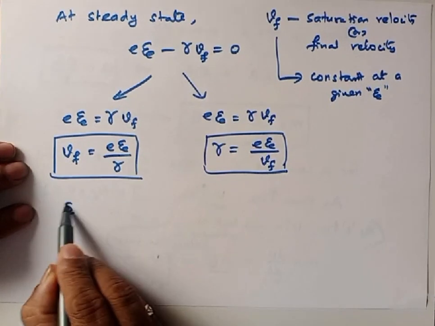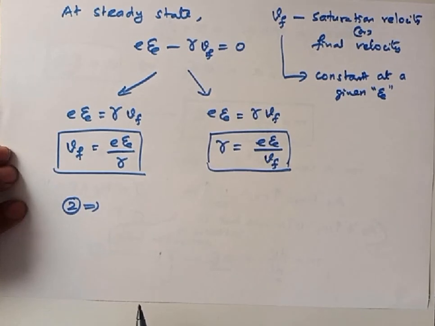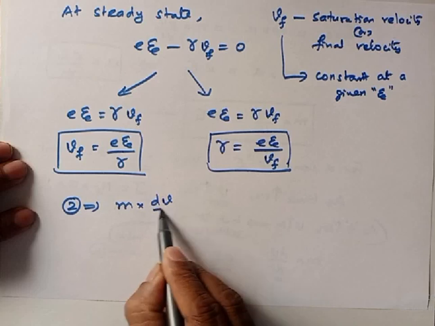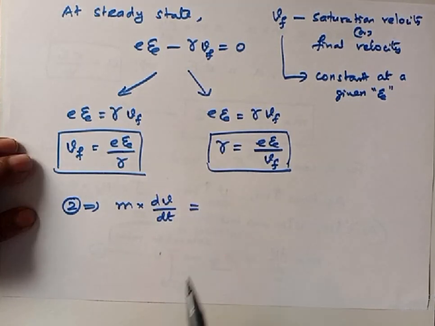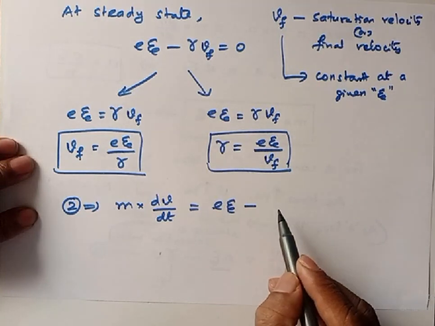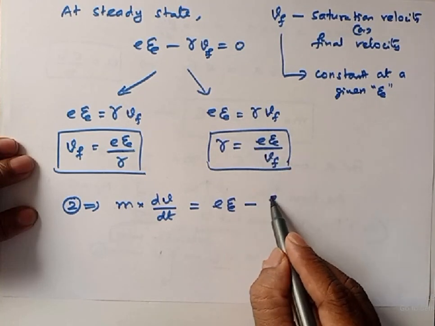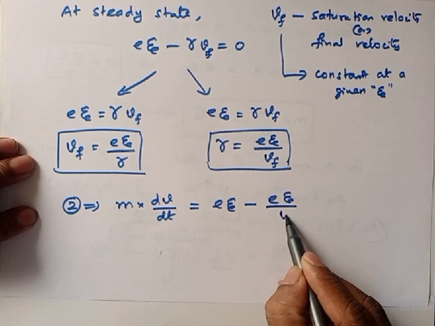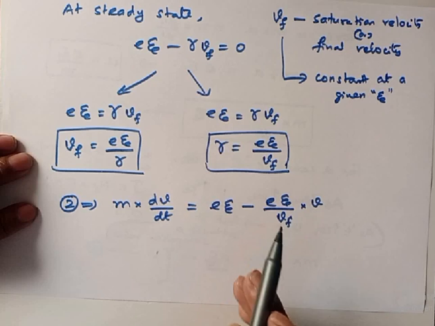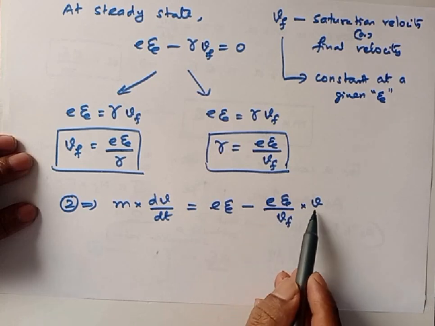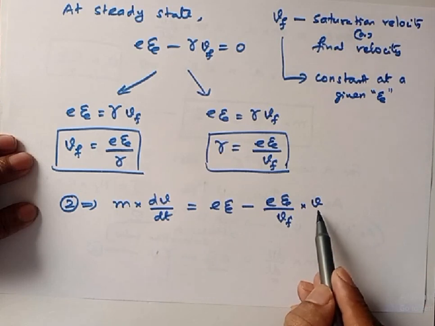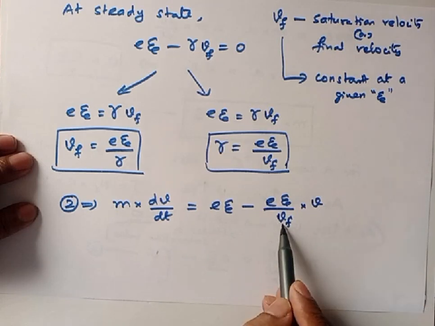Now let me go back to equation 2. In equation 2 we have m into dV by dt equal to E into epsilon minus gamma into V. In the place of gamma I'll put E into epsilon by Vf, into V. Keep this in mind: Vf is a constant, whereas this V keeps on increasing. This velocity is a variable, whereas Vf is a constant.